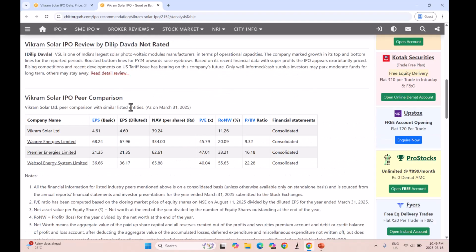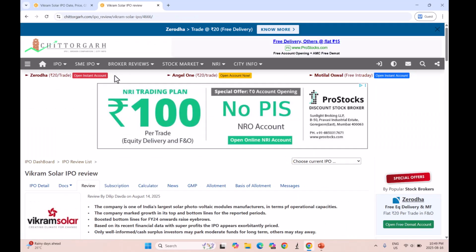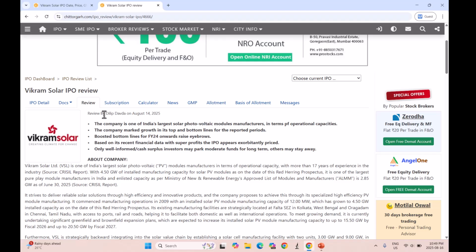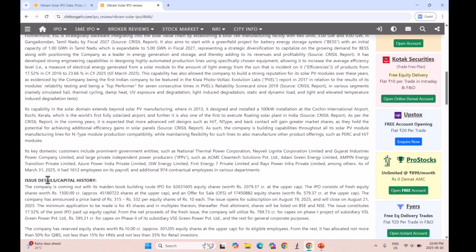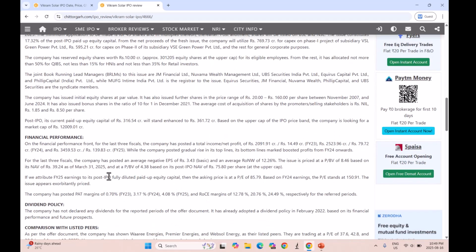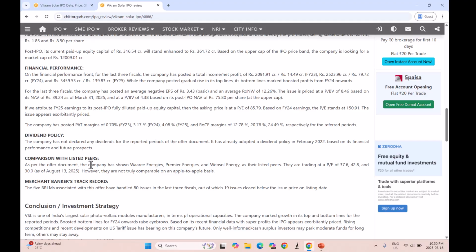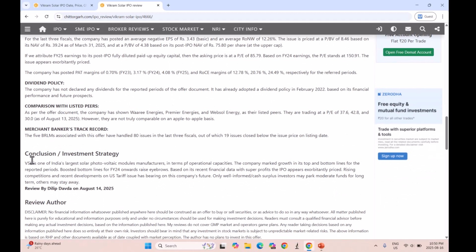If you want to go into detail about the comparison, you can click here and read the detailed review. That is the review by Dilip Davda, in which he has written a blog about the company, their issue details and financial performance, dividend policy, comparison with listed peers, everything you want to learn. And finally he also gives some conclusion. So as expected, the price to earning ratio of this company is way higher than its listed peers.